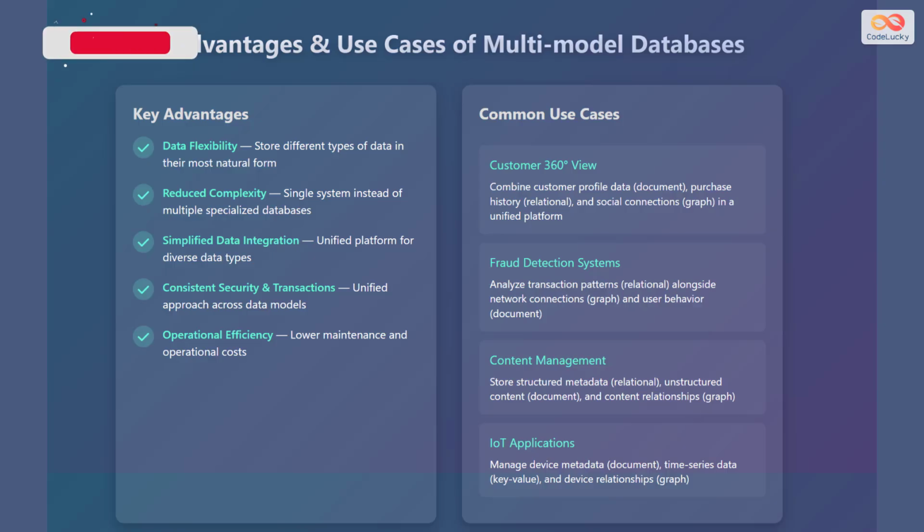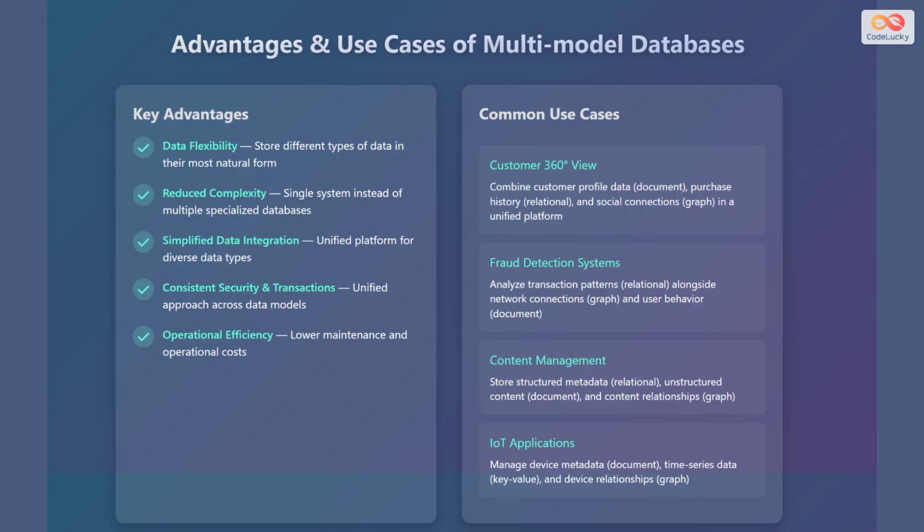Multi-model databases come with several key advantages. They offer data flexibility, allowing you to store different types of data in their most natural form. They reduce complexity by using a single system instead of multiple specialized databases. They also simplify data integration by providing a unified platform for diverse data types. They have consistent security and transactions, using a unified approach across data models. This leads to operational efficiency, with lower maintenance and operational costs.